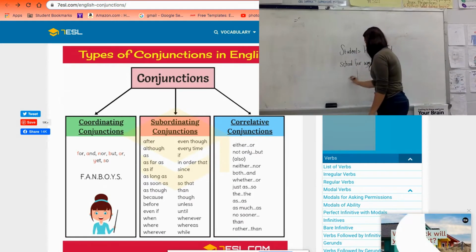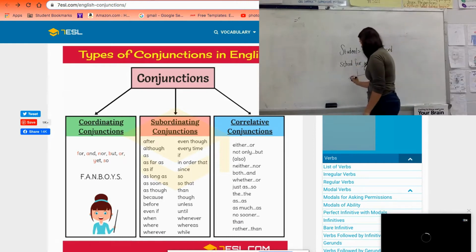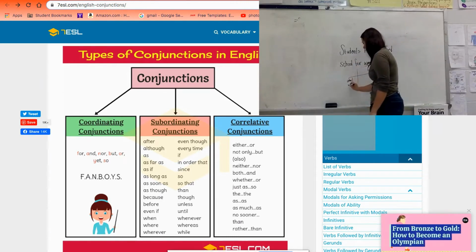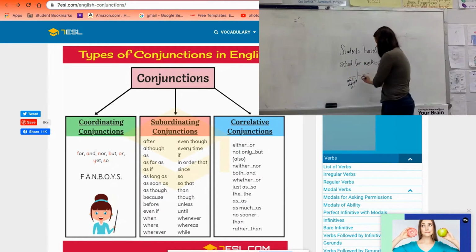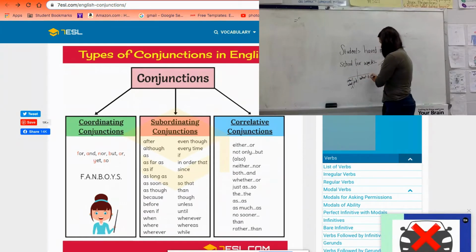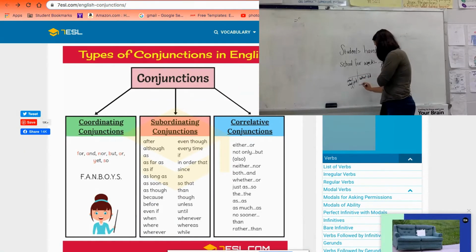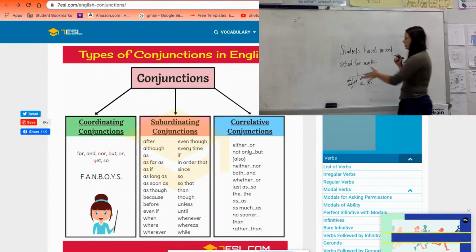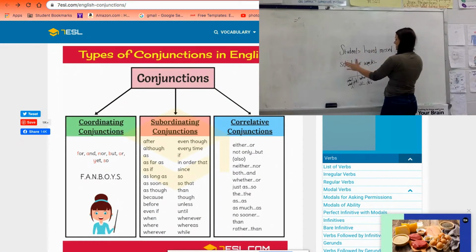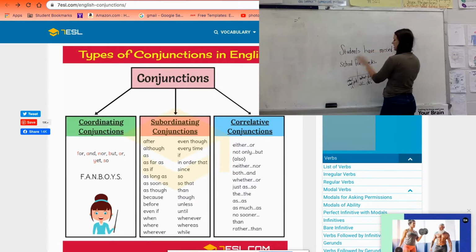So I need to ask myself always, the very first question is who or what did it? Who or what did it? The next question I always ask myself is what did, and I'm going to put a blank here because the blank is the subject. I'm going to put an S. What did the subject do? So I'm going to ask myself those questions. Who or what? And students have missed, have missed school for weeks.